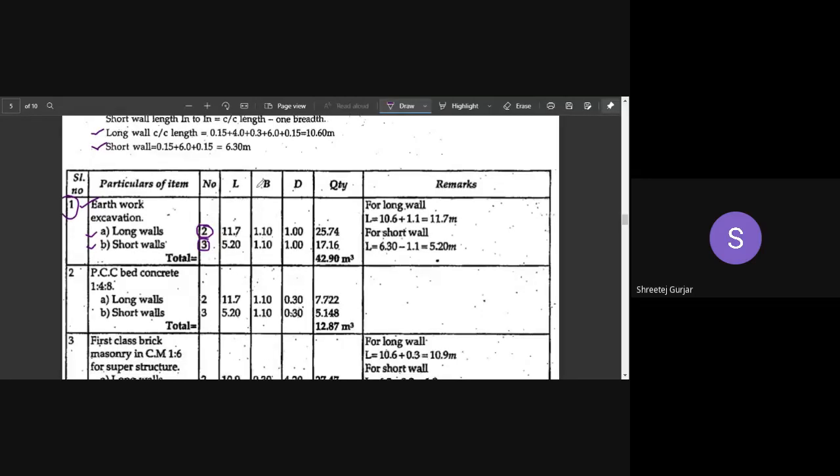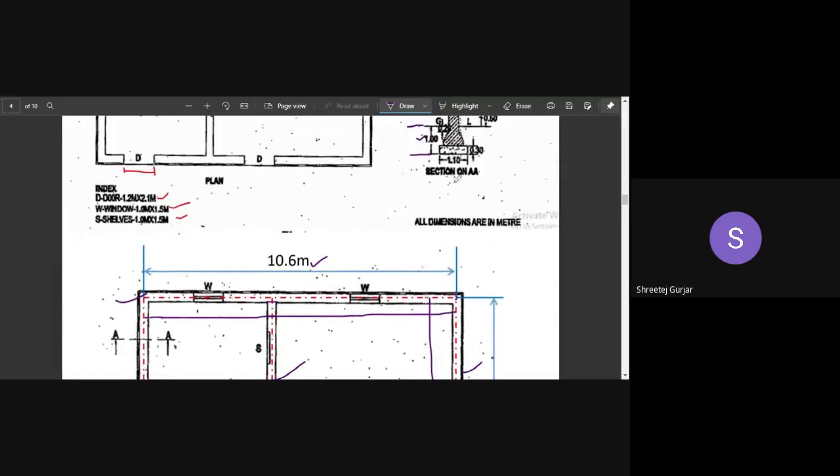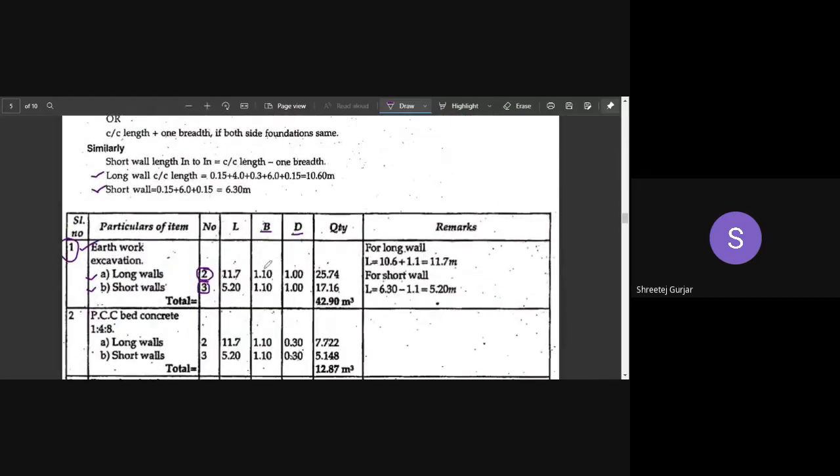Coming to your breadth and your depth. This is the thickness of your particular item of work, and depth is your height. So coming to this width, we have seen in the section that width is 1.1 meter, and your depth of excavation is 1 meter. So we will write down those. We have written these four quantities down. It will be the same for your long wall and your short wall, because your cross section is the same throughout your plan.